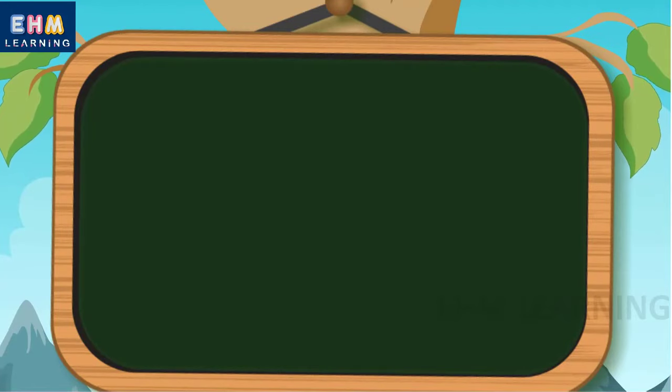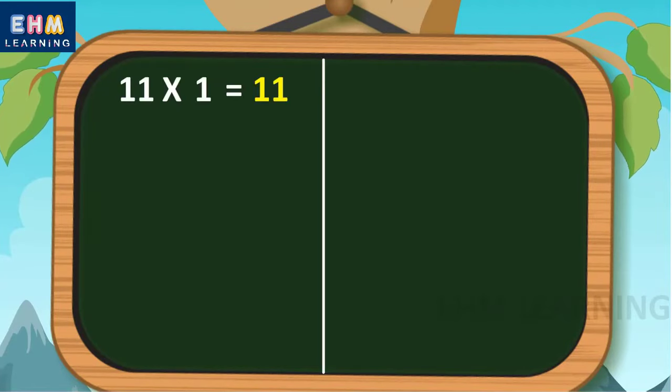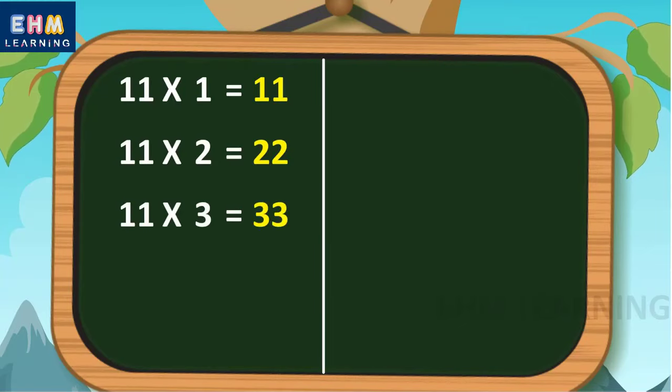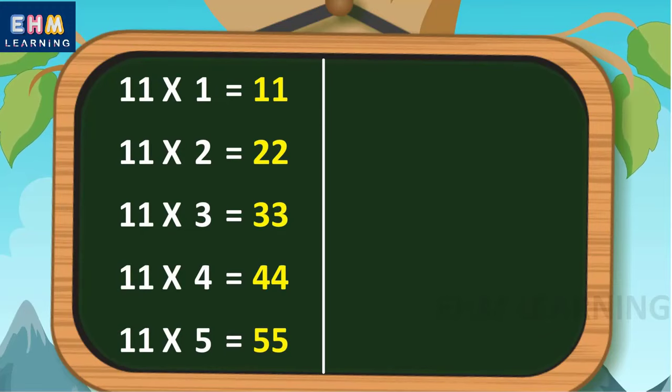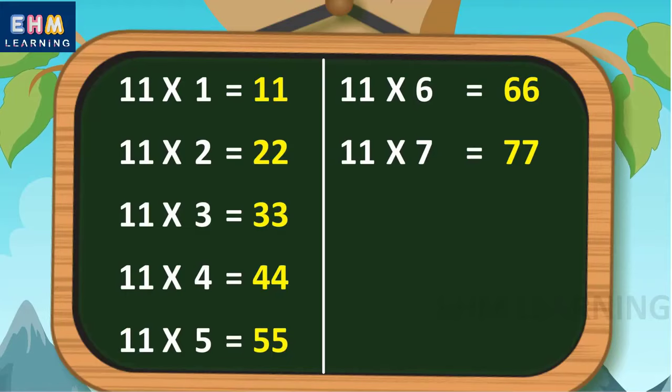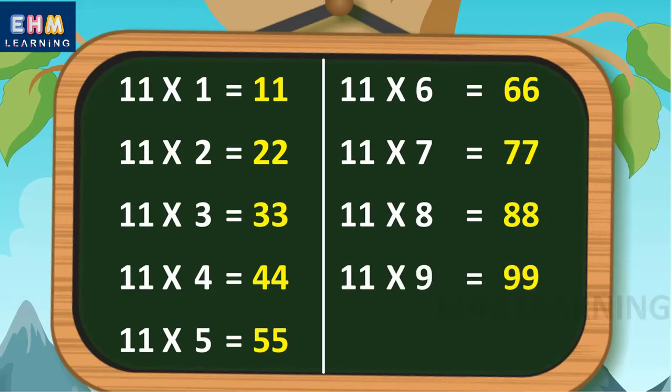Let's learn again. 11 ones are 11, 11 twos are 22, 11 threes are 33, 11 fours are 44, 11 fives are 55, 11 sixes are 66, 11 sevens are 77, 11 eights are 88, 11 nines are 99, 11 tens are 110.